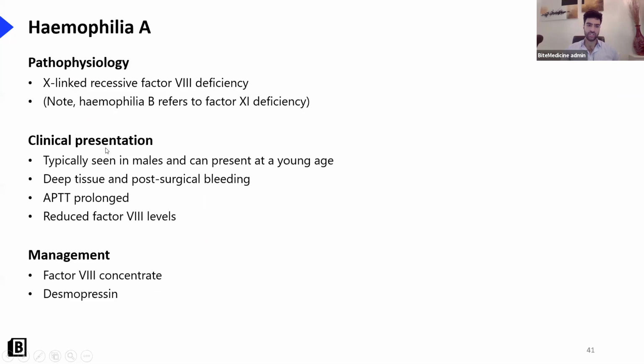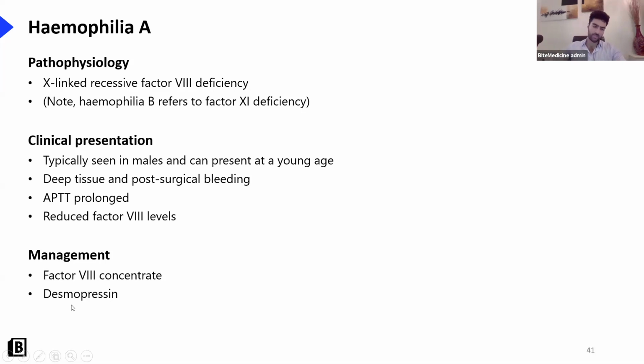Clinical presentation: you typically see it in males and it can present at a young age depending on how severe the deficiency is. You get all of those things we discussed, like the deep tissue and the post-surgical bleeding. Your APTT is prolonged and you have reduced factor VIII levels. The way you manage it is you can give the patient factor VIII or you can give them desmopressin.